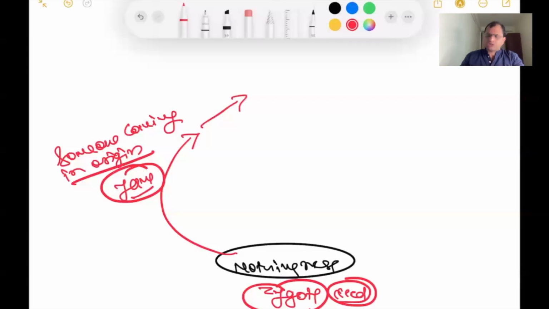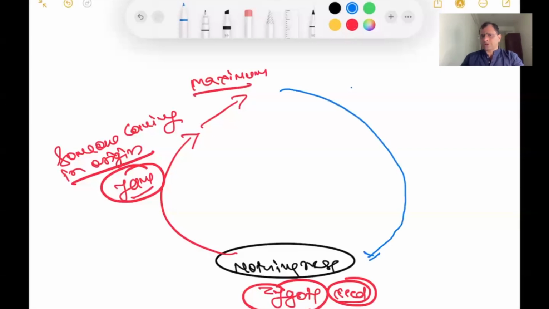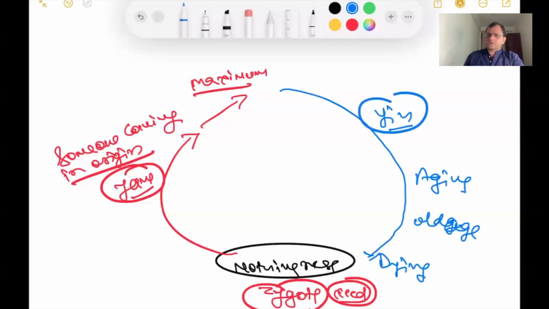And after reaching the maximum, as it's reaching the maximum, then it's coming back. Okay. So after a certain growth, we are getting aging, we are getting old age, and finally we are dying. This is common with everyone. So this is the yin. Yin means that which wants to come back, which wants to undo everything. That is yin.